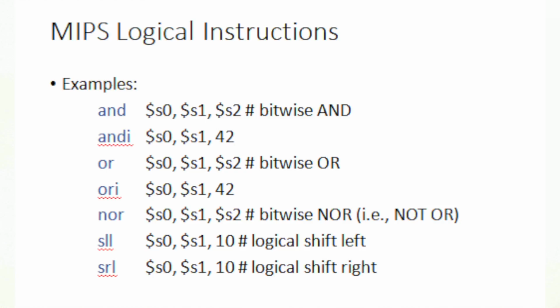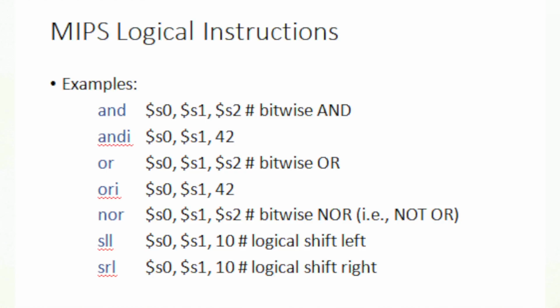MIPS logical instructions. Let's go through a few examples of basic MIPS logical instructions that we commonly use while writing MIPS code. The basic instruction is AND, the bitwise AND operator, as we all know, and ANDI, where we use a constant instead of a variable. Then the bitwise OR operator, and ORI, where we use a constant instead of a variable. NOR, a bitwise NOR operator, and SLL.